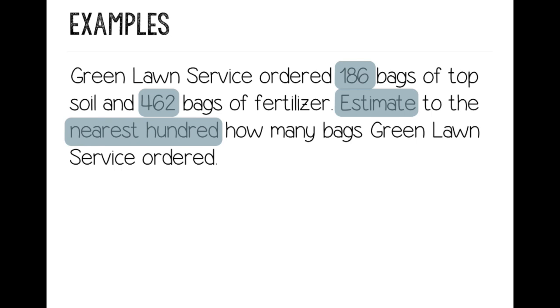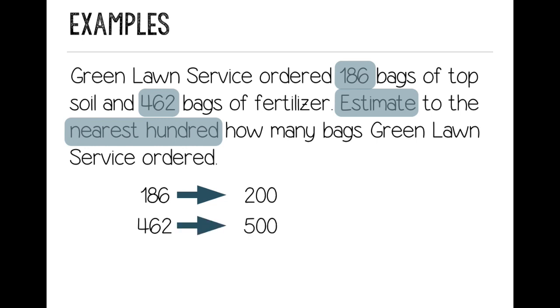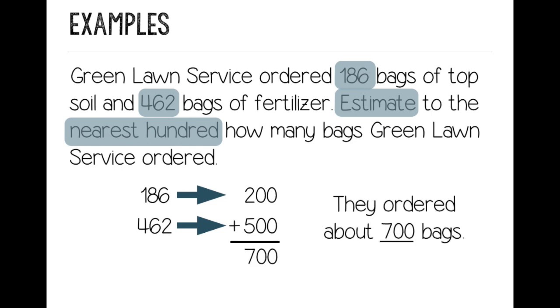And we want to round these numbers to the nearest 100. So 186 rounded to the nearest 100. I look at my hundreds place, there's a 1, and the neighbor is an 8. So that lets me know it's going to round up to 200. For 462, I look at the neighbor of the hundreds place, and it's a 6. So once again, 5 or more let it soar. It'll round up to 500. And then I add 200 plus 500, and I get 700. So they ordered about 700 bags.